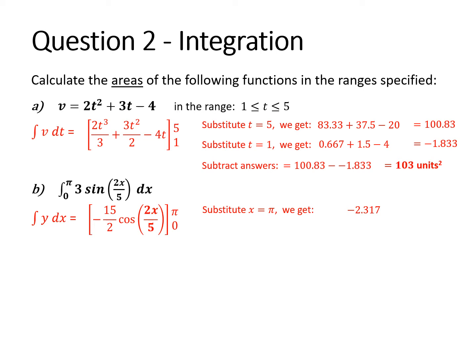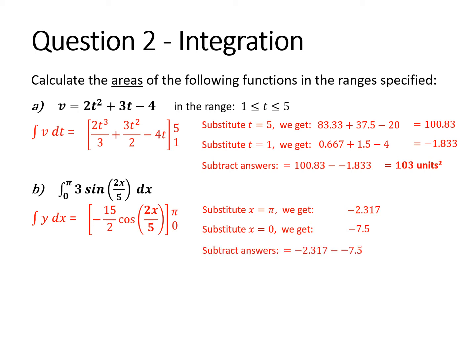Then we put 0 in. Now when you've got cos, when you put 0 in, you actually don't get 0. So you need to be careful. Make sure you do put 0 in. Cos of 0 is actually 1. So be careful, but substitute x equals 0. And we end up getting minus 7.5.